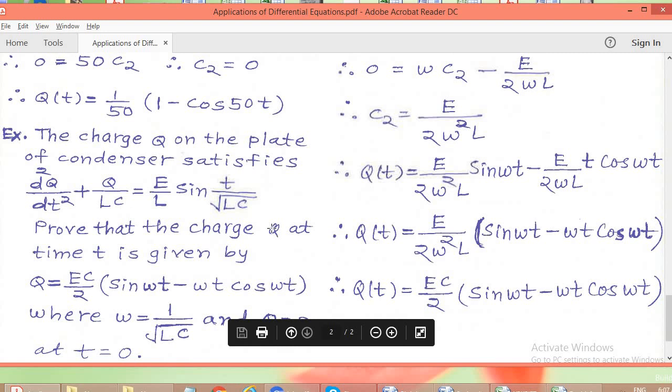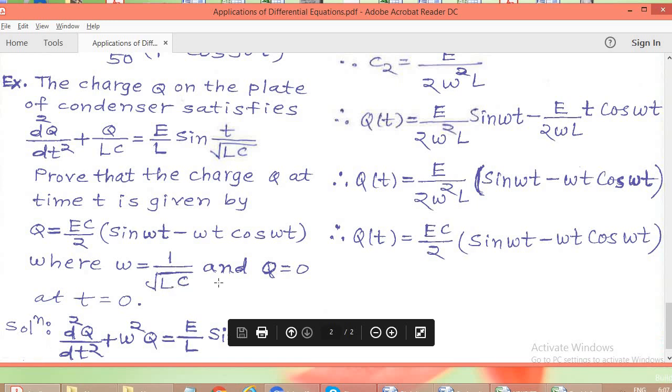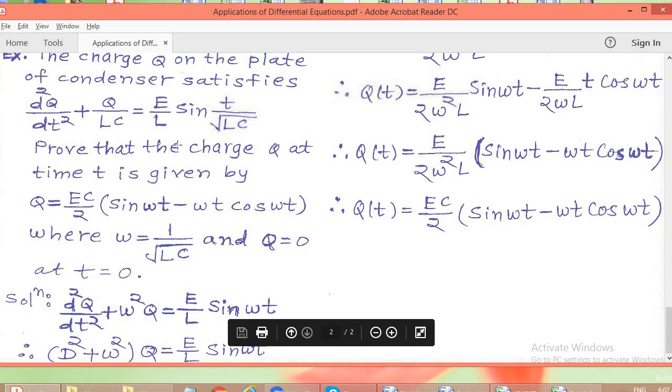Let us discuss one more problem. The charge q on the plate of a condenser satisfies d squared q by dt squared plus q upon LC is equal to E upon L times sin of t upon root of LC. Prove that the charge q at time t is given by q equal to E upon C times 1 upon 2 times sin omega t minus omega t times cos omega t, where omega equals 1 upon square root of LC, and q equals 0 at t equal to 0.